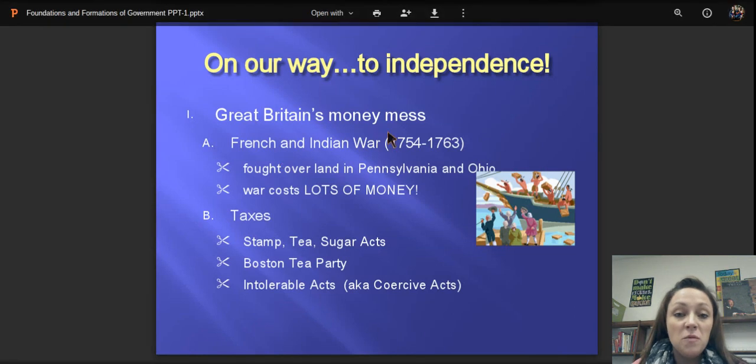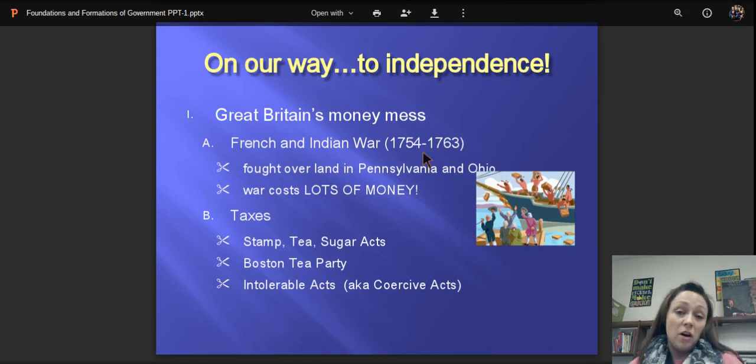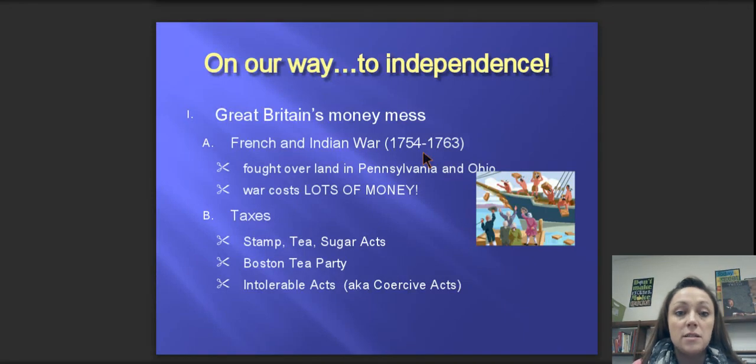The French and Indian War, also called the Seven Years' War, was actually fought between France and the Indians and Great Britain and the colonies. So Great Britain and the colonies were fighting on the same side against France and the Indian tribes. It was actually fought on three different continents, but the part that we really focus on, obviously, is the part that influenced our history the most.